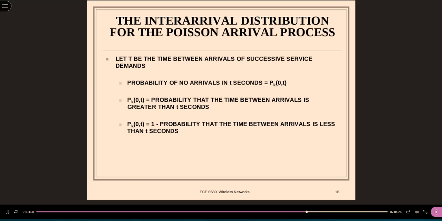And that probability of being greater than t is 1 minus the probability that it is going to be less than t seconds, because the two have to be complementary. It's either going to be greater than t seconds for the next arrival or less than t seconds for the next arrival.